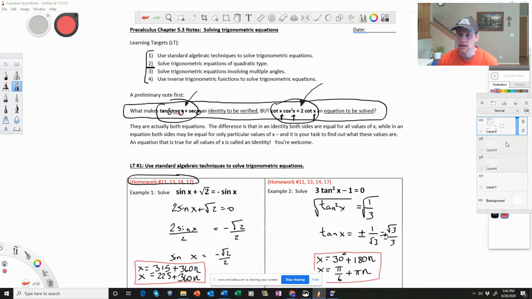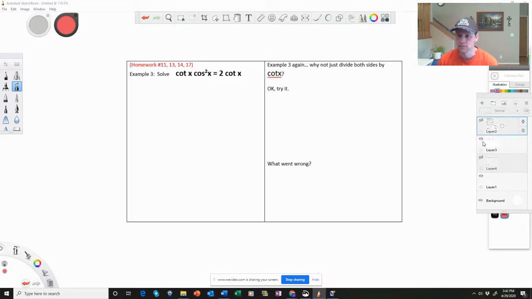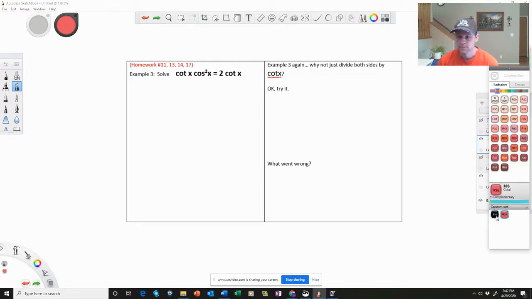Let's take a look now at some that are a little bit more difficult. And this guy right here. Let's see. This one has a cotangent, and it has a cosine squared, and it has another cotangent. So it's kind of like, what in the world am I going to do with this?